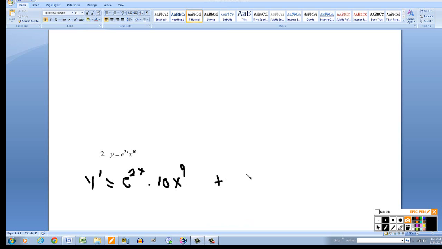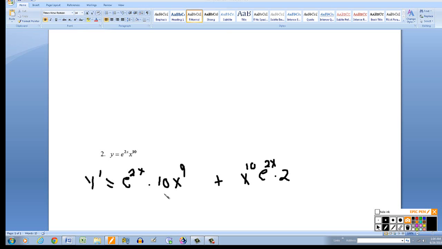then it's the second function, which is x to the 10th, times the derivative of the first. Okay, the derivative of the exponential e to the 2x is the exponential, and this comes from the list of formulas that I went over a while ago, and this is going to be times the derivative of the exponent, which should be 2.